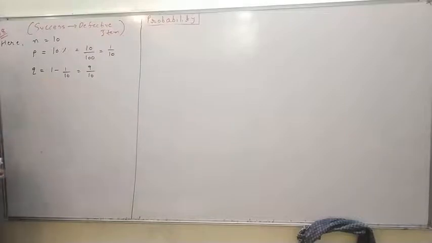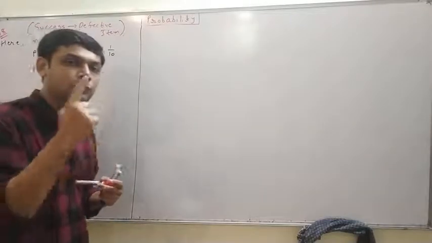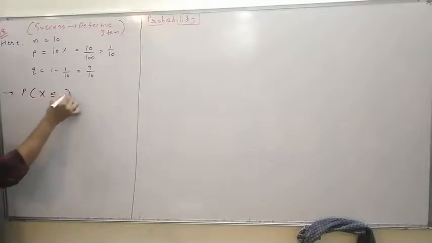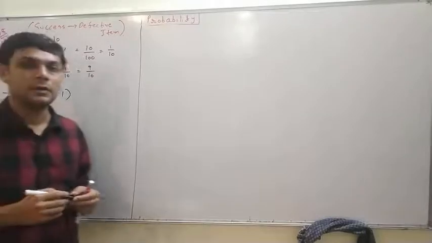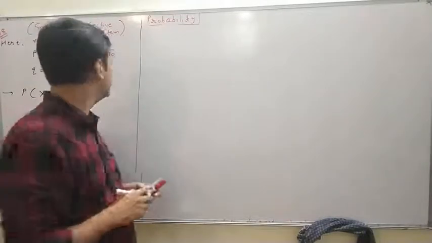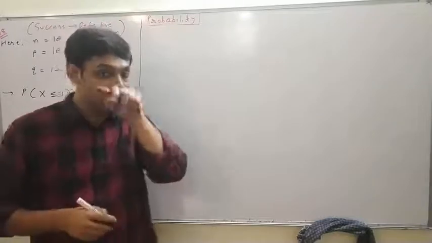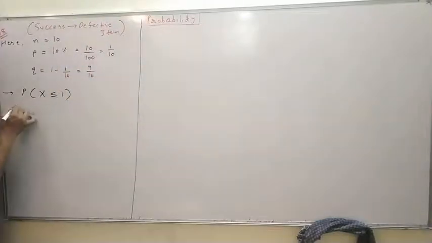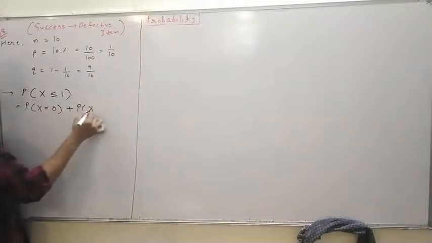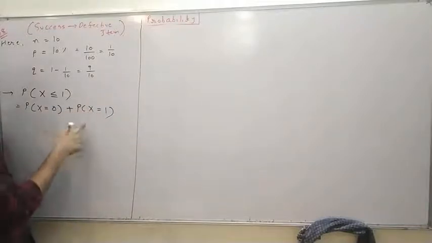The probability we are asked to find is not more than one defective item, which means P of x less than or equal to 1. Not more than 1 means P of x less than or equal to 1. So we have to find P of x is equals to 0 as well as P of x is equals to 1, means addition of these two.